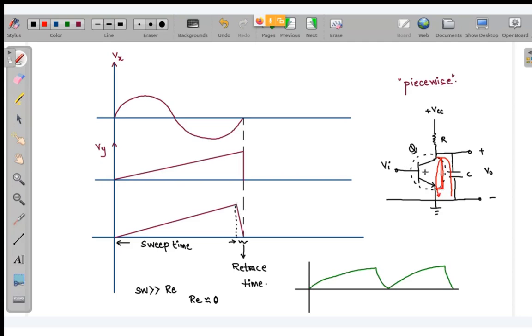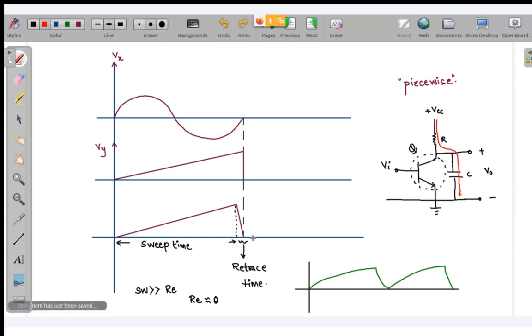So this BJT will work either in your cutoff mode or in saturation mode. In saturation mode, it will discharge. Okay, so you will get this retrace time, and when it is in cutoff mode, there will be no low resistance path, so this capacitor is going to charge in this path, and in cutoff we will get this sweep time. Tell me, is this clear? Is this clear? So this might be asked. Okay, this might be asked.